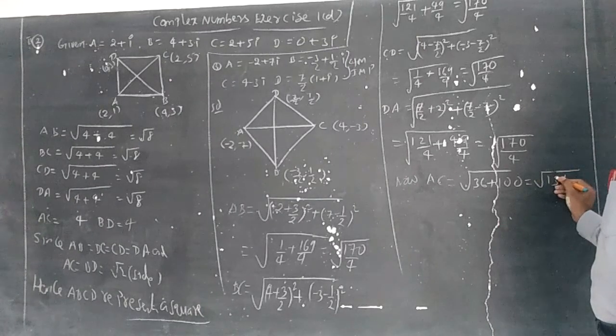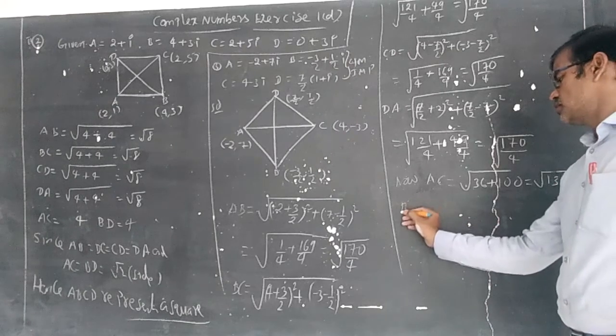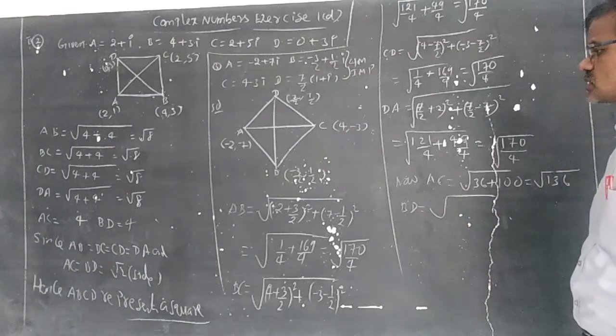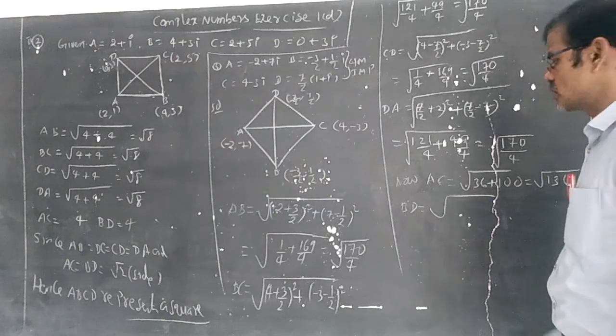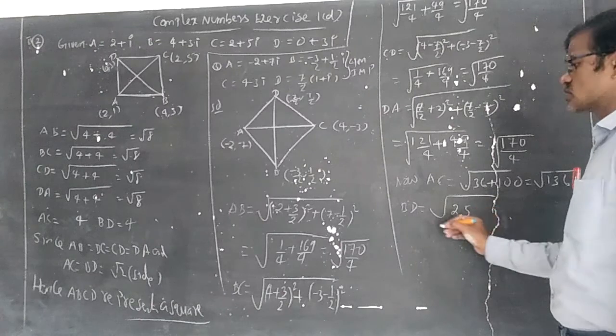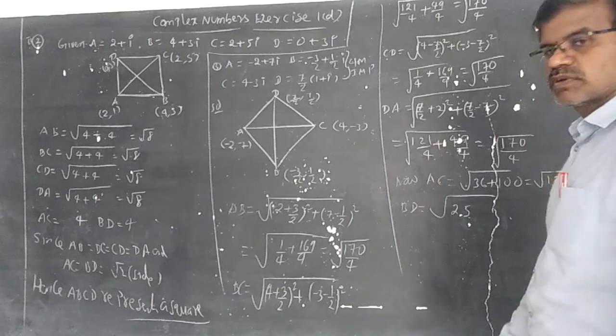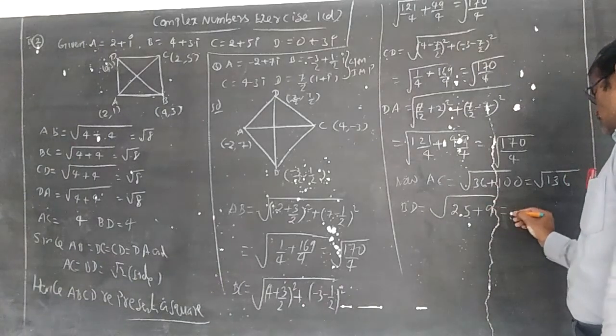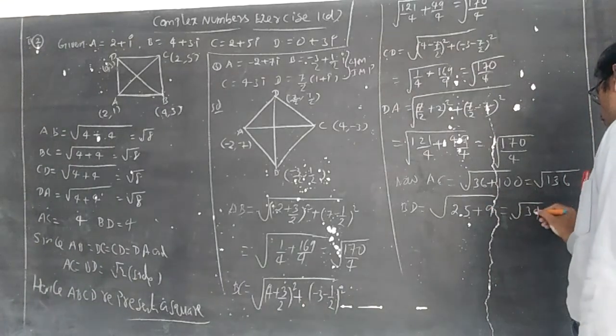Root 136. Now BD. BD is equal to the length of the diagonal: root of (7/2 + 3/2) whole square, 7 plus 3 is 10, 10 by 2 means 5, 5 whole square is 25. Next, 7/2 minus 1/2, 7 minus 1 is 6, 6 by 2 is 3, whole square is 9, so it is root 34.